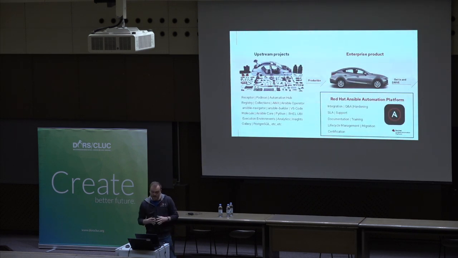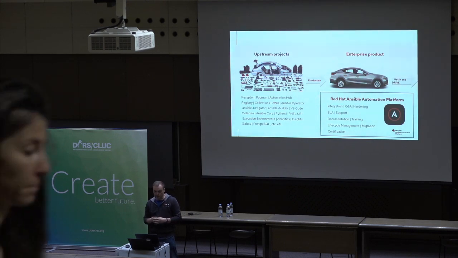This is one more slide about the difference between upstream projects and the enterprise product, which is Red Hat Ansible Automation Platform. We can see that AWX is only one of the components of all the upstream projects related to the Ansible family. And Ansible Automation Platform is a finalized product which is security hardened, and which has strict quality and assurance procedures during its creation.